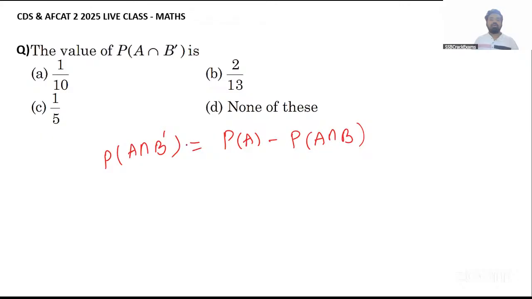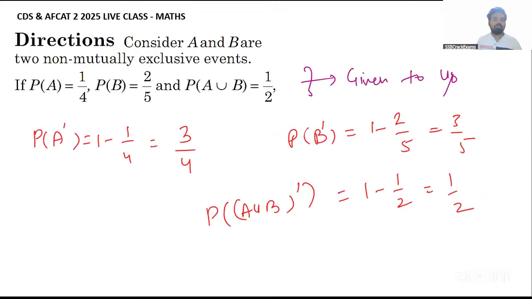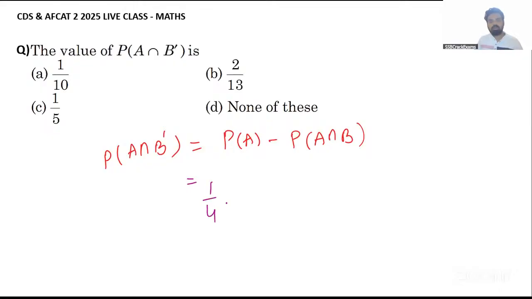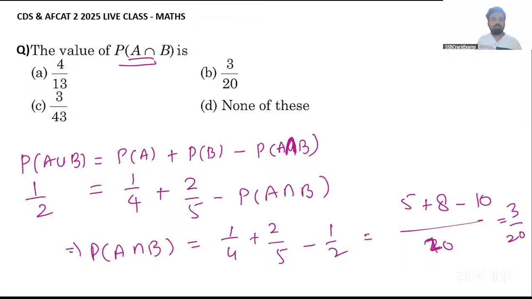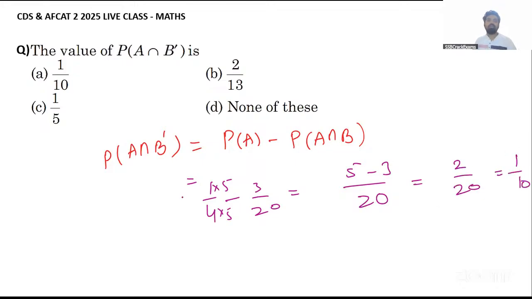Okay. So A intersection B naught is probability of A minus probability of A intersection B. Probability of A is given to be 1 upon 4, and probability of A intersection B is 3 upon 20. Multiply it by 5, then you can subtract 5 minus 3 upon 20. So it is 2 upon 20, which is 1 upon 10. Okay, so you just need to apply formulas and the answer will come.